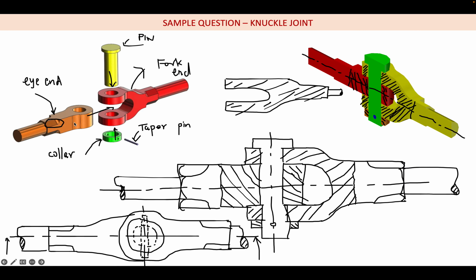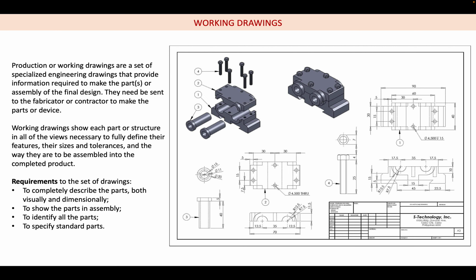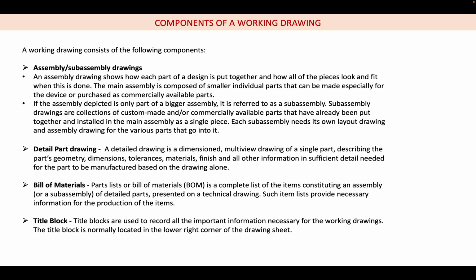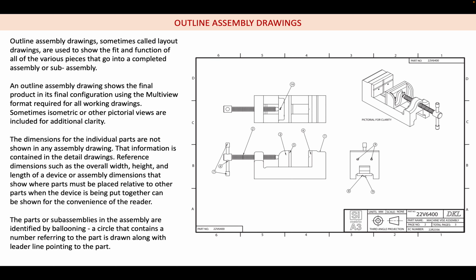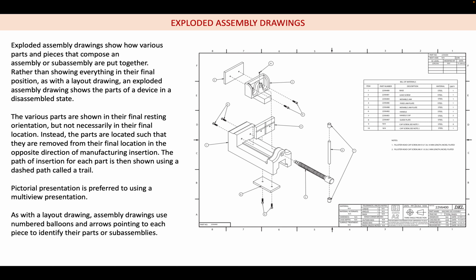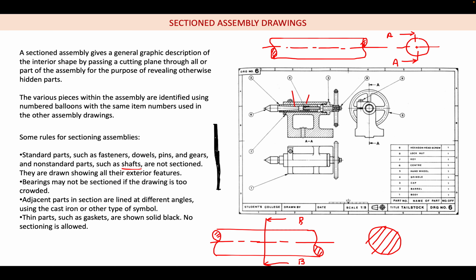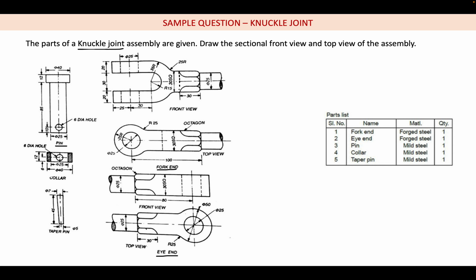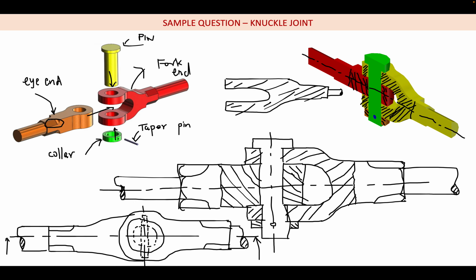So we'll quickly see what we saw in this session. I introduced the working drawings, what the working drawing is in the typical design progression as the end result. Then the different components: an outline assembly drawing, an exploded assembly drawing, and a sectional assembly drawing, these are the 3 parts. We saw an example of a key joint, which is a simple example, and then another joint called the knuckle joint. This is slightly more complicated.